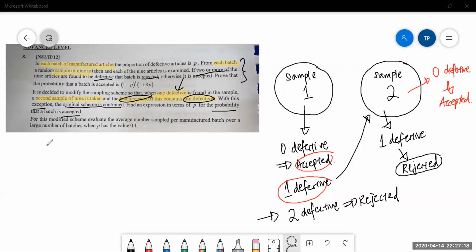So in other words, the probability of the first sample to be equal to 0 will be equal to 9 choose 0, p to the power of 0, 1 minus p to the power of 9, which is equivalent to 1 minus p to the power of 9. This is the probability that it will be accepted for the first case when you straight away find 0 defective. Or there will be probability of x equals to 1.